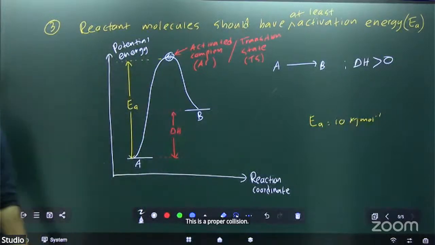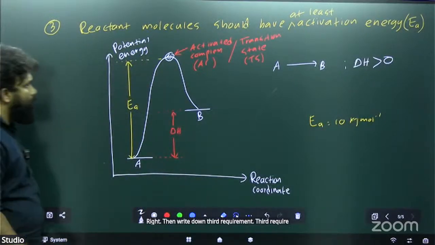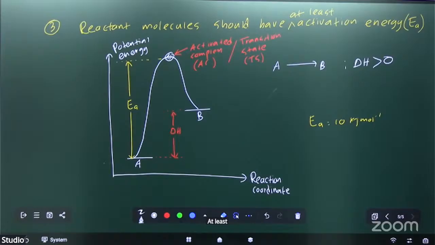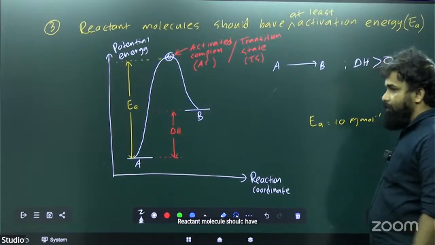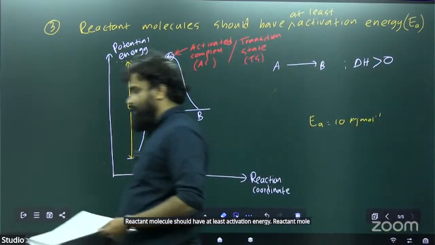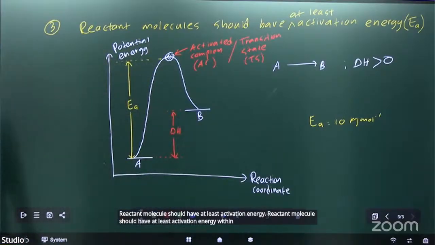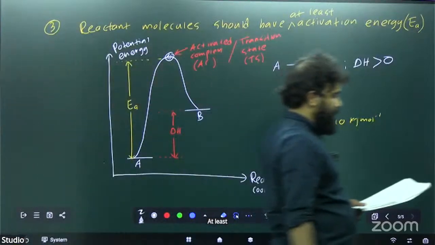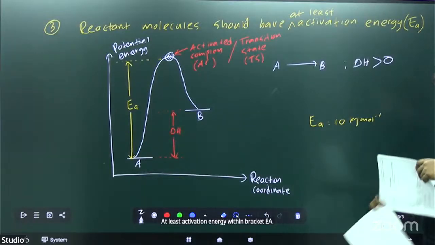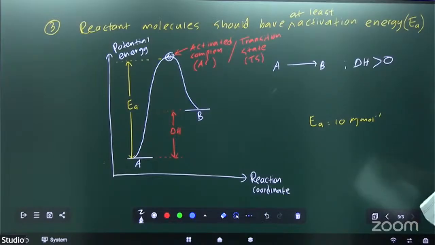Right. Then write down the third requirement. Reactant molecules should have at least the activation energy, EA.